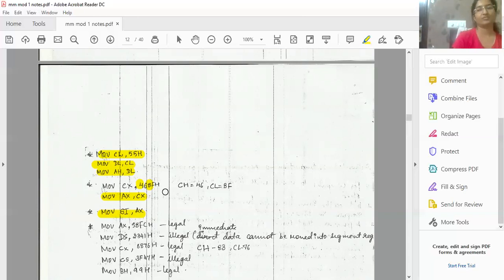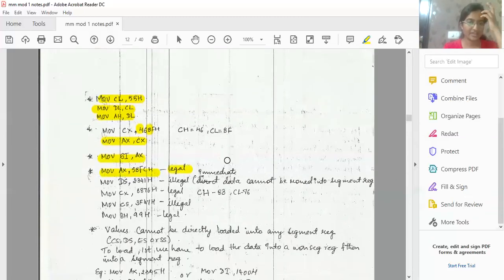Now next, MOV AX, 58FC. This is also legal. Why? Because we are trying to move 16-bit data into a 16-bit register. So 58 will be moved to AH, and FC will be moved to AL.